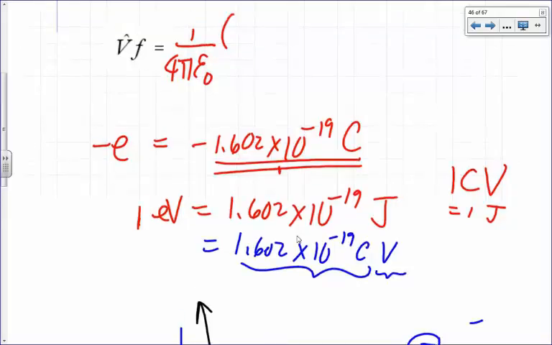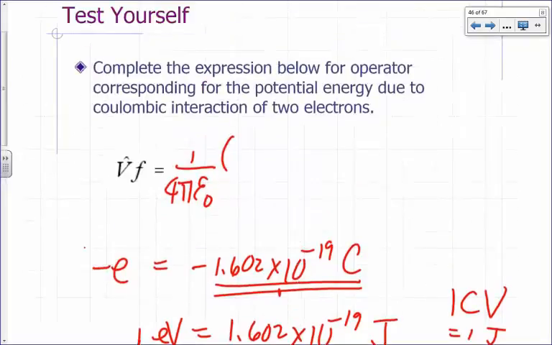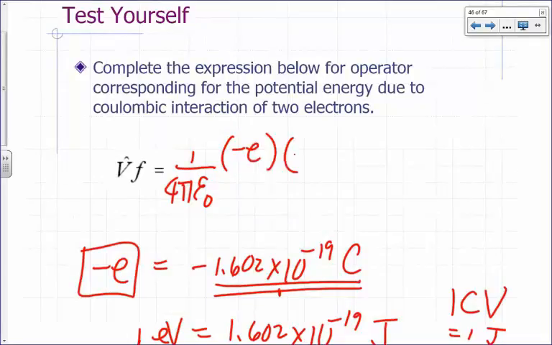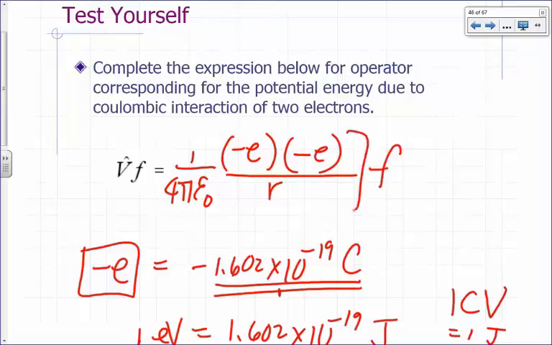I mean 1 electron volt, sorry. 1 coulomb volt is 1 joule. So our expression here is going to be, from now on, this means the charge of the electron, so that's negative e. That's the other electron's charge, also negative e, divided by the distance between the 2 electrons, so r. And that is just a multiplicative operator. If you operate that on a function, you just multiply the function by that.